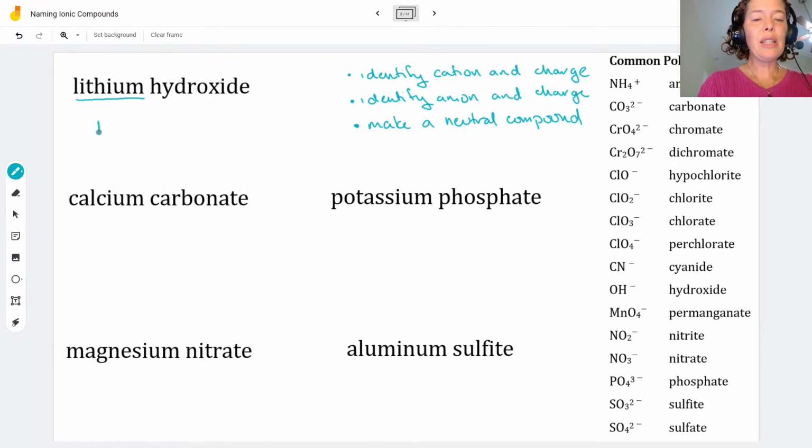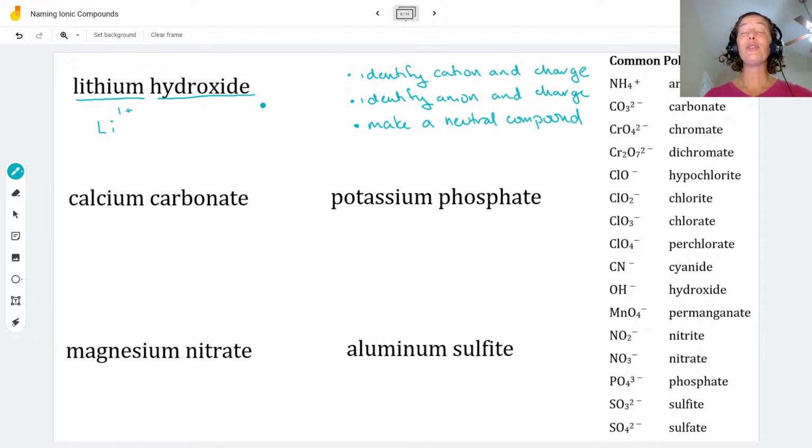So the symbol for lithium is Li. Again, if you find lithium on the periodic table, you'll find it in that very first column. So when it becomes an ion, it has a charge of +1. Okay, that's our cation, at least identified with charge. Now let's do our anion, hydroxide.